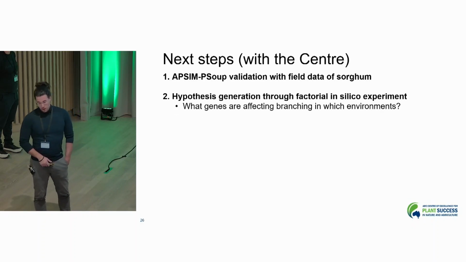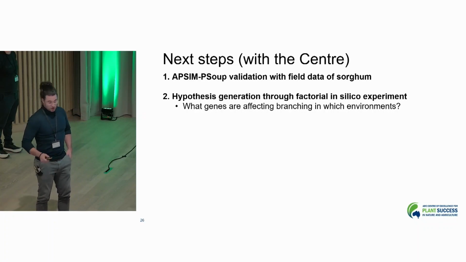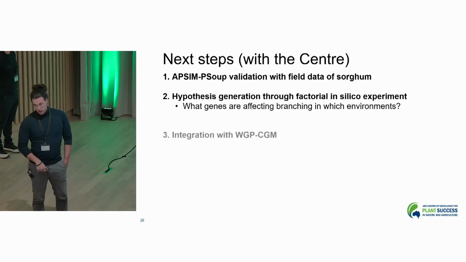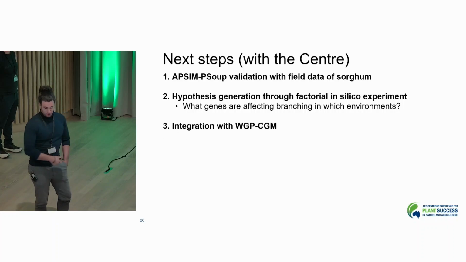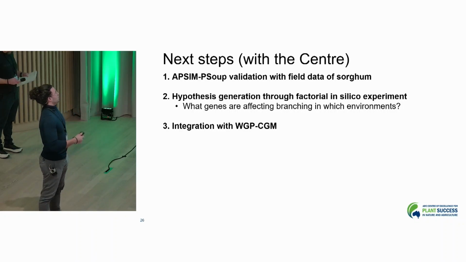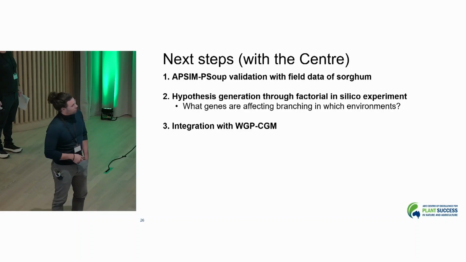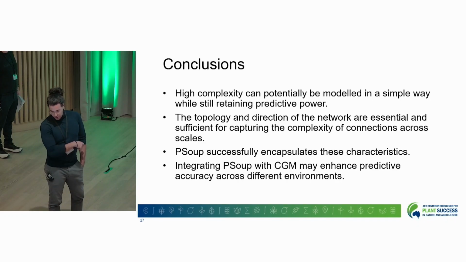And then if that's the case, we're going to create an in silico experiment to see what genes are affecting branching in different environments. And finally, to collaborate with Mark Cooper's team and Owen Powell to try to put that model as a hierarchical model into the whole genome prediction crop growth model algorithm.